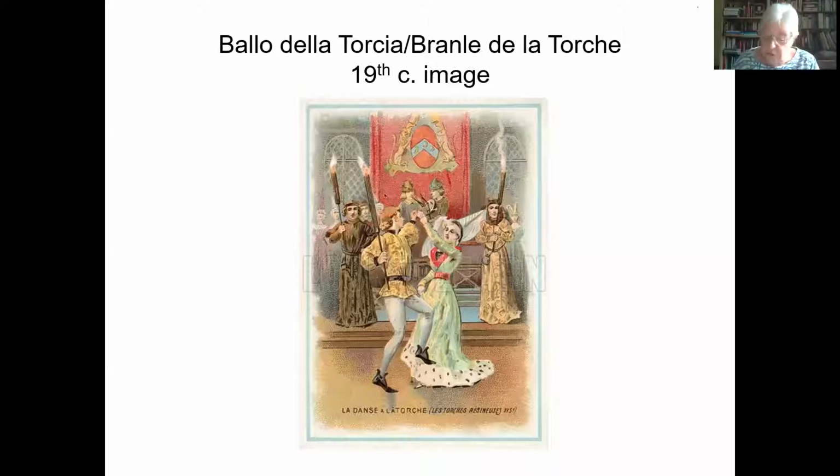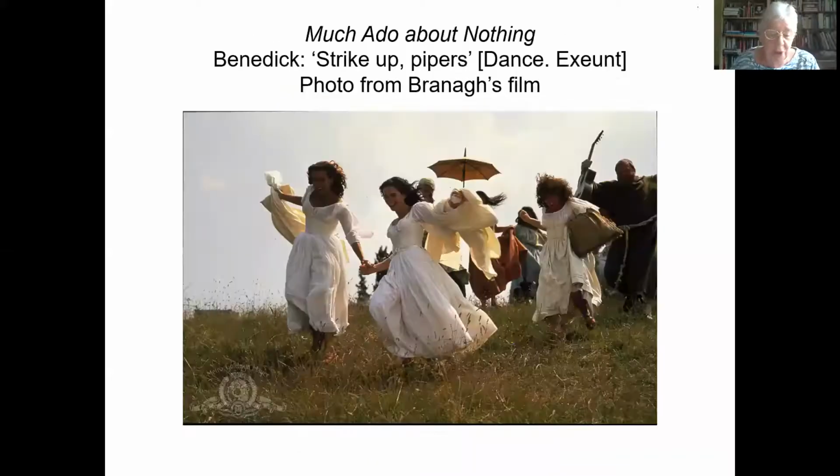With all problems resolved and several marriages to come, Much Ado ends with a dance. Benedick calling, "Strike up, pipers." And so here, dancing in couples indicates the resolution of strife into harmony. And here's Branagh's famous ending, which is more romanticized and less symbolic.